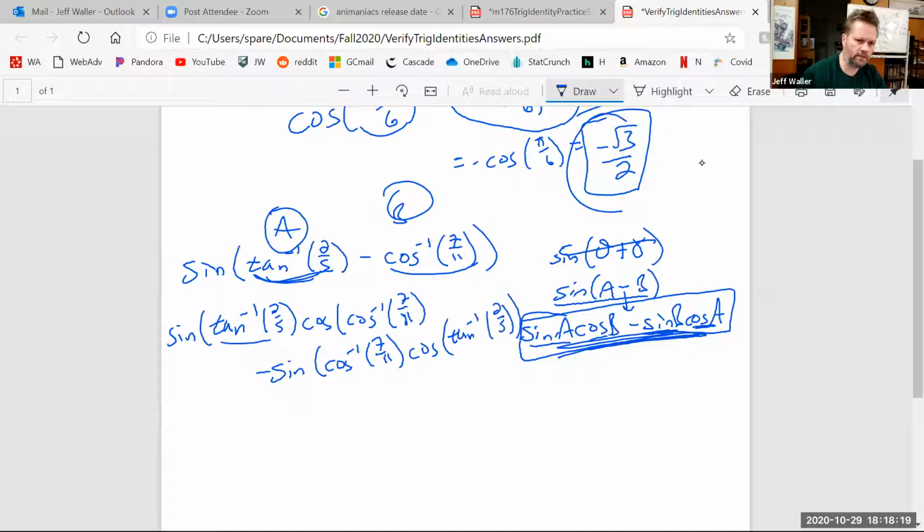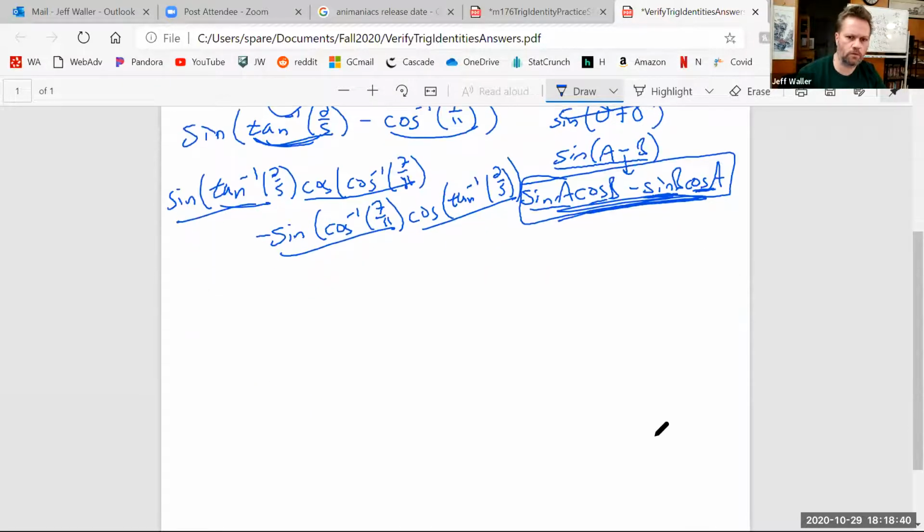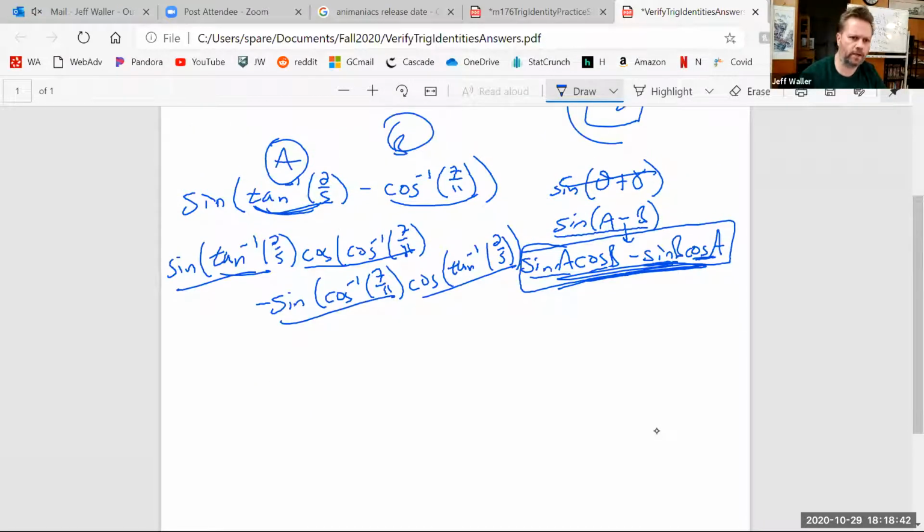Now, each one of these is its own little problem where you draw the triangle, you find the last side, you answer the question, right? But how many triangles do I need? How many angles do I have? I have two. I just need two triangles, right?